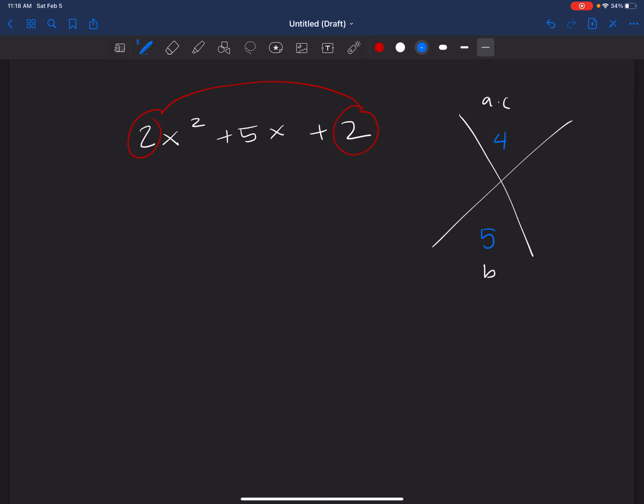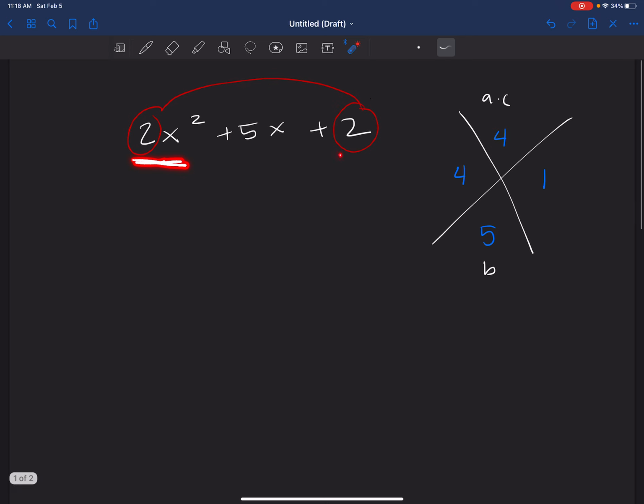Okay. Now, I'm going to go ahead and think of two numbers that multiply together to give me 4, and then those same two numbers add up to give me 5. So I'm thinking 4 and 1. And I'm going to use the split method. So what's going to happen is I keep these, but I split the middle.